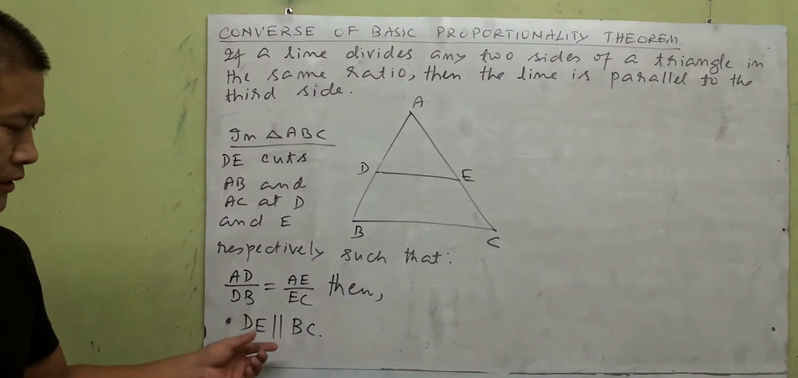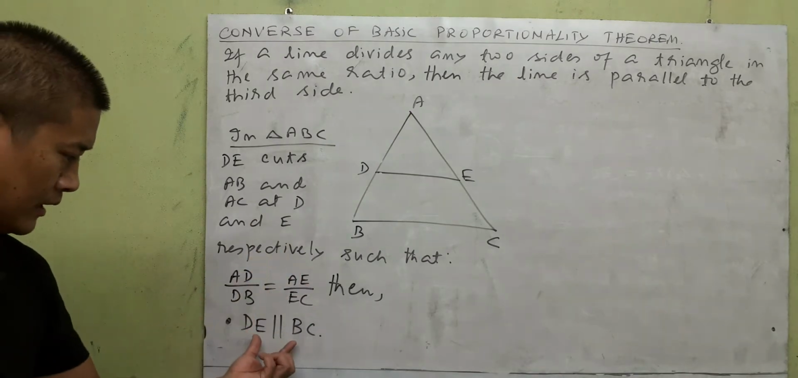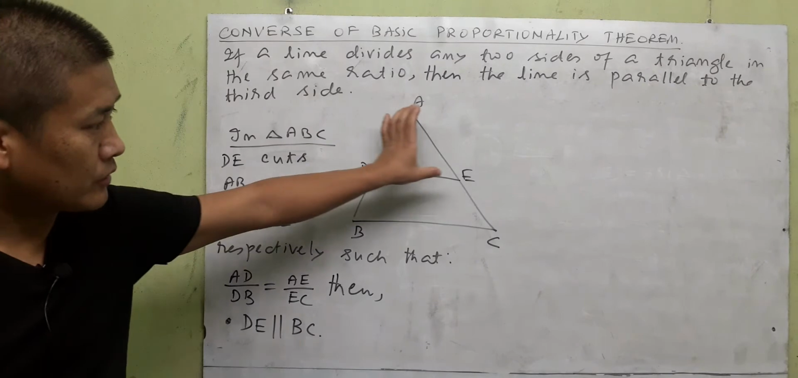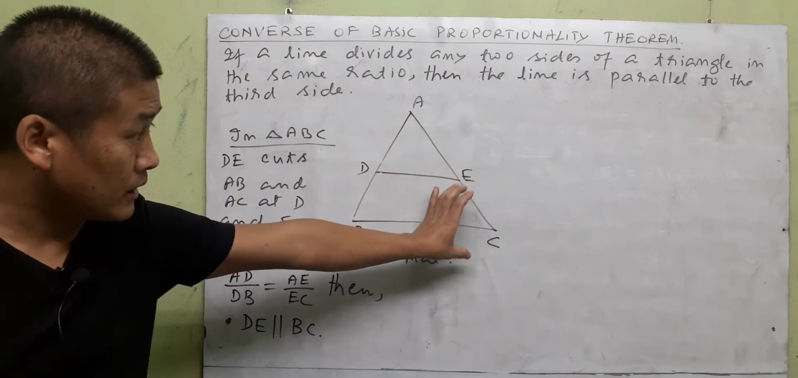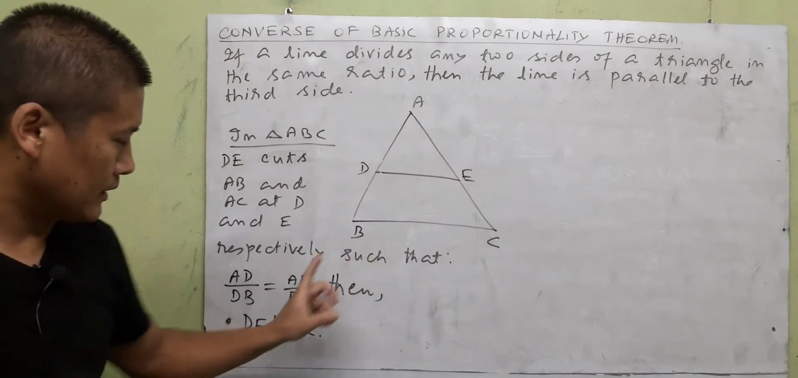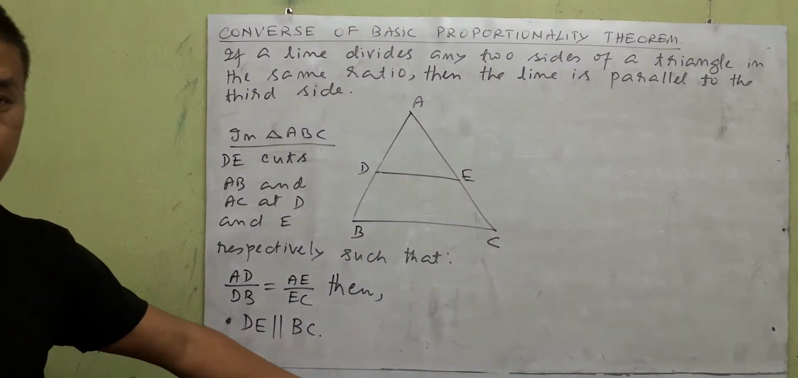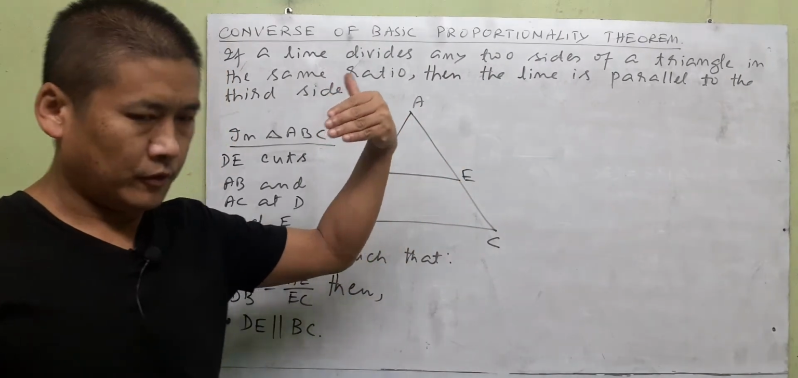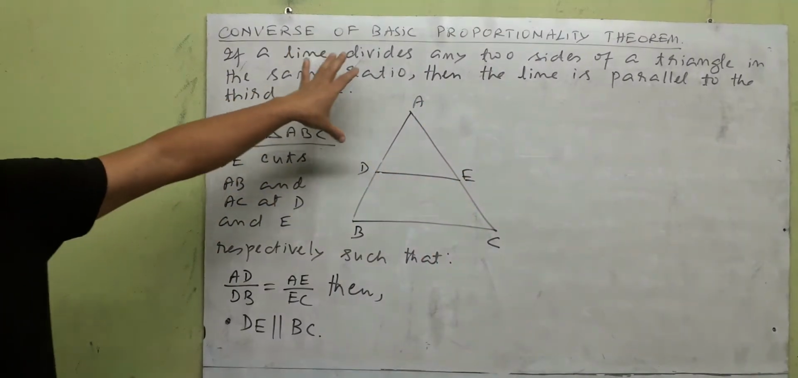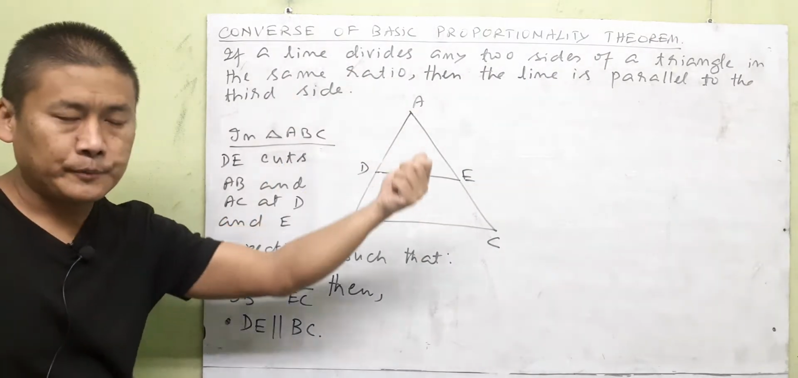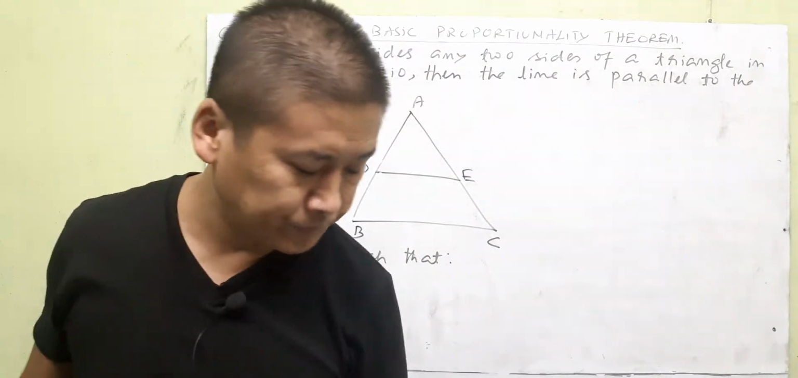The basic proportionality theorem is the reverse. DE is parallel to BC is given, then AD by DB will be equal to AE by EC. But here, AD by DB equal to AE by EC is given, then the line will be parallel. So this is the converse of the basic proportionality theorem. We're going to basically use these two theorems in exercise 6.2. So let us begin.